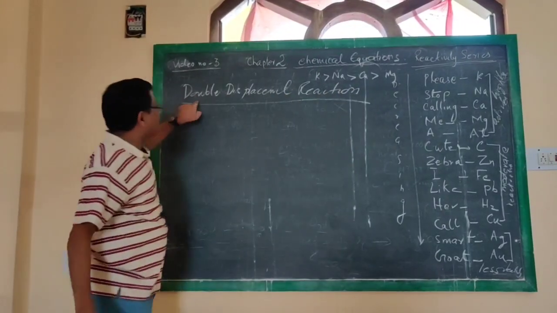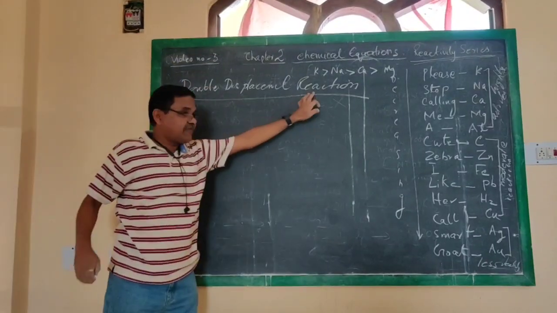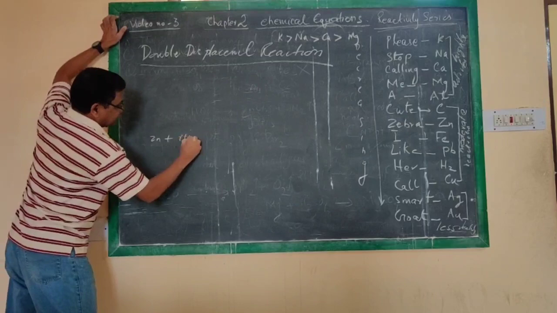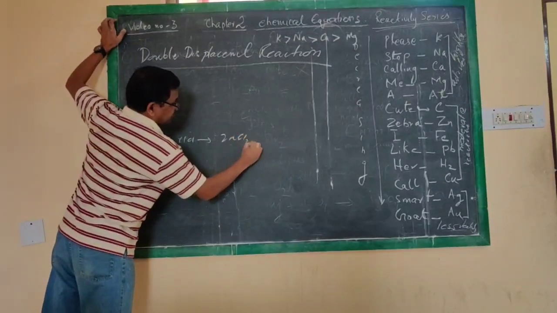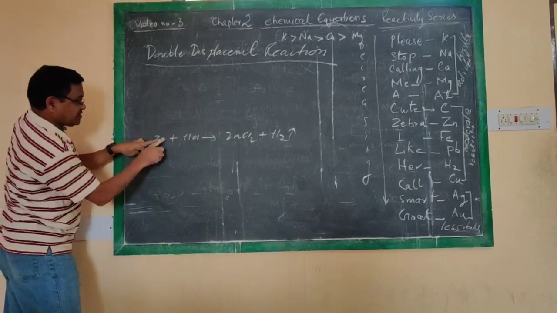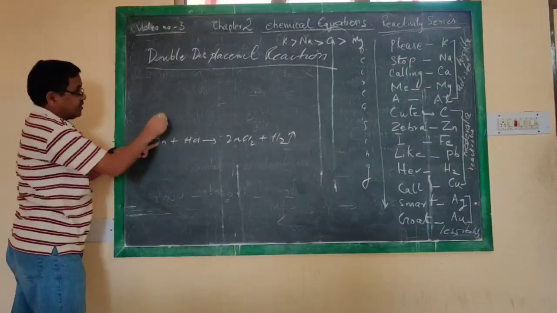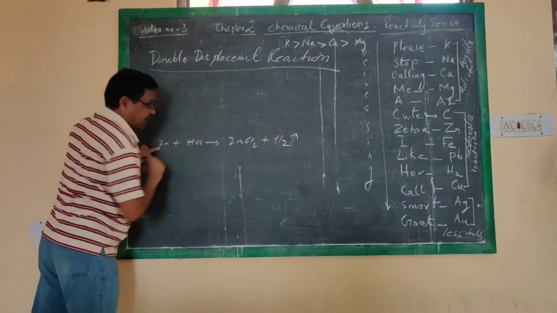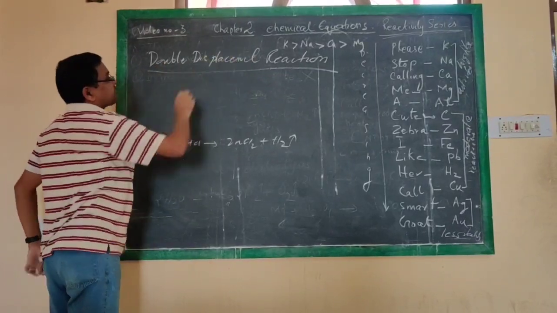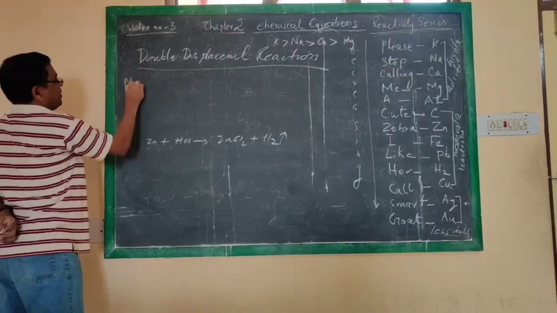So, when I write here double displacement, it means the earlier displacement reaction we have done is a single displacement. For example, Zn plus HCl gives ZnCl2 plus H2. Here this zinc is able to displace only one hydrogen, so we call it a displacement reaction. Now here the system is different. This is a double displacement reaction. Why double? Let us take an example.